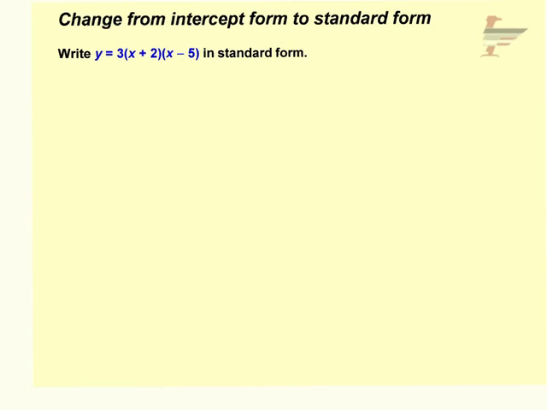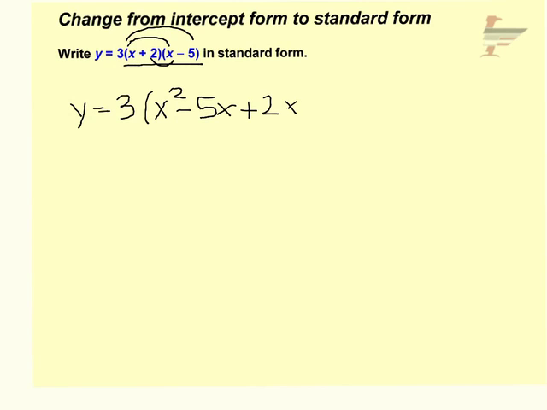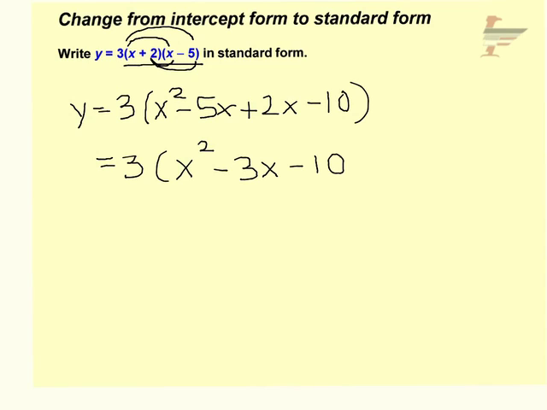All right, so I'm going to FOIL these first. So keeping the 3 there, I have x times x, which is x squared. My outer terms, negative 5x. My inner terms multiplied are 2x. My last terms multiplied are negative 10. Combining like terms, negative 5x plus 2x is negative 3x. And then I can triple everything. So distributing that 3 through, finally, I get this nice standard form equation.